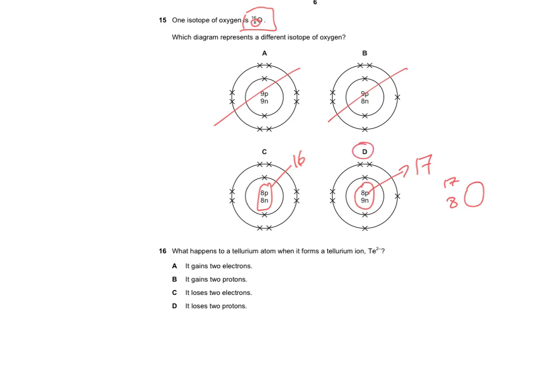What happens to a tellurium atom when it forms a tellurium ion? So it's a 2-. So remember, electrons have a negative charge. So if I had 3 protons and 3 electrons, in order to get a 2 negative charge, it's going to have to have gained 2 negative electrons. Okay, so it gains 2 electrons, because our protons are positive. And if it lost electrons, it would become more positive. Okay, so we know that's not the case.